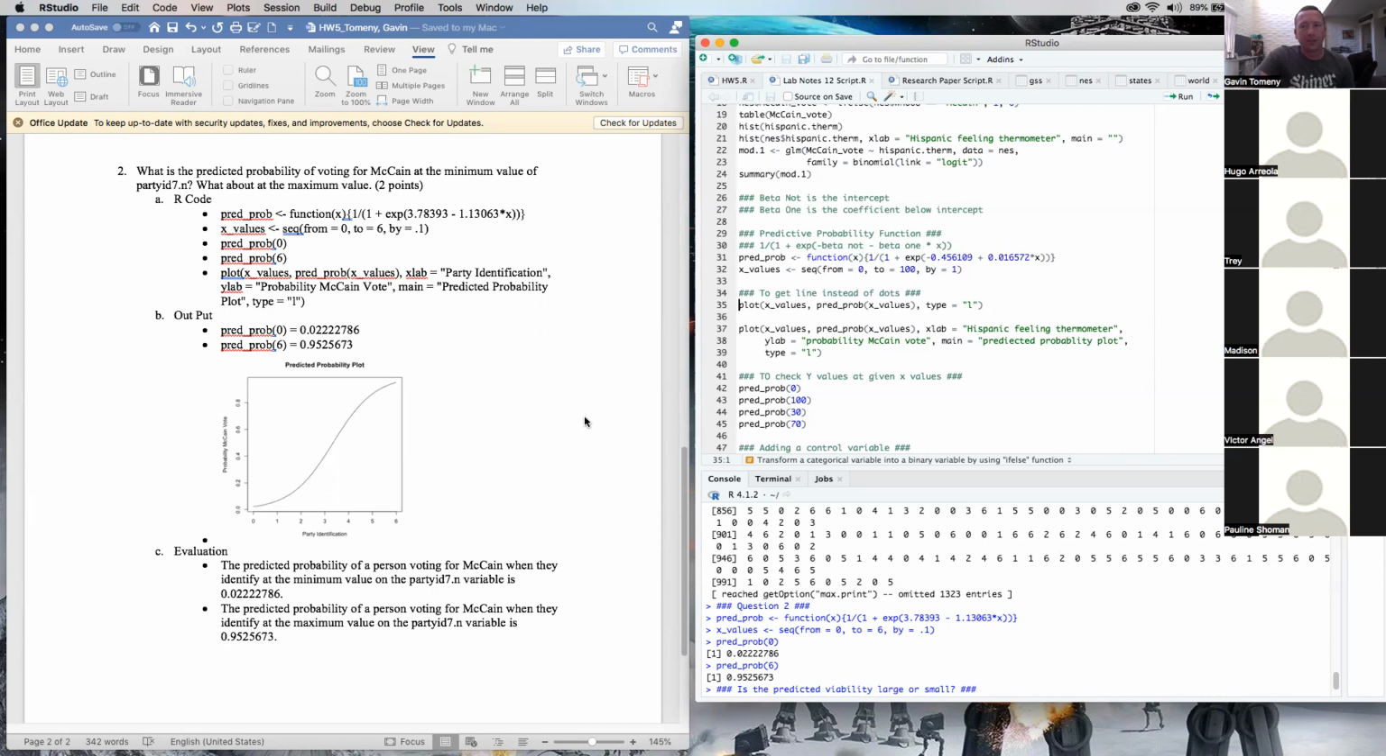I do have a question, Gavin. All right, go ahead. In the R code for the X values, we go from 0 to 6, but why do we go by 0.1?